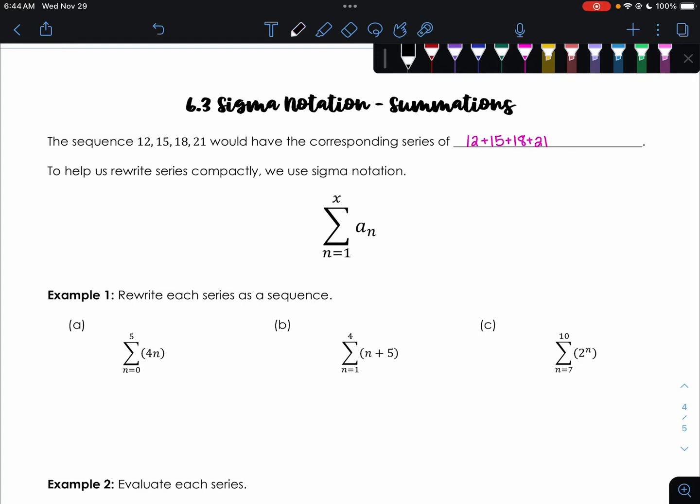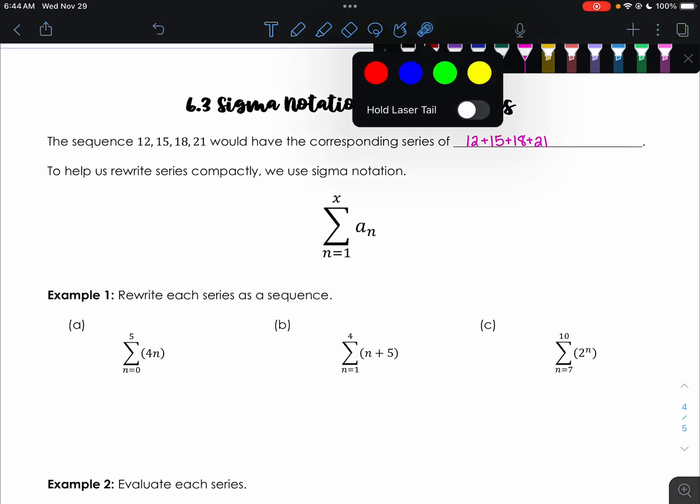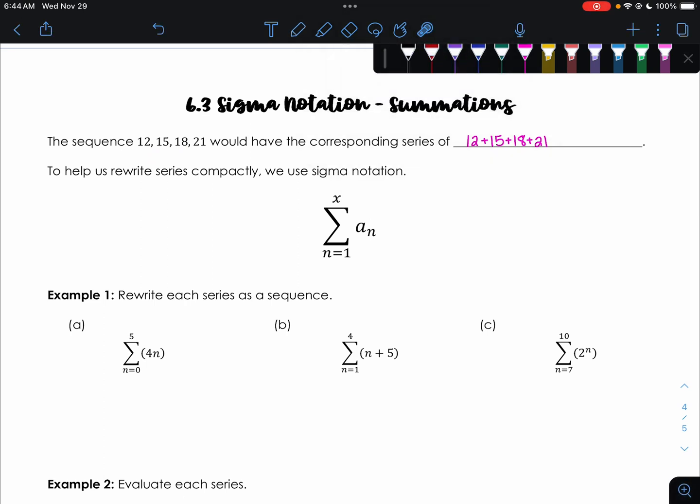In this video, we're going to cover section 6.3, sigma notation and summations. So if we have a sequence 12, 15, 18, and 21, then its corresponding series or summation would be 12 plus 15 plus 18 plus 21. So a summation is just adding up terms of a sequence. To help us write this more compactly, we use sigma notation.